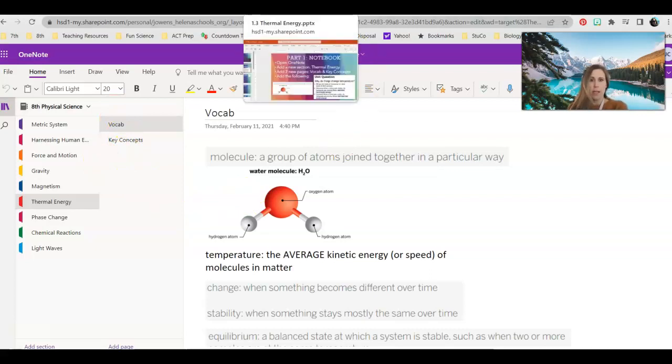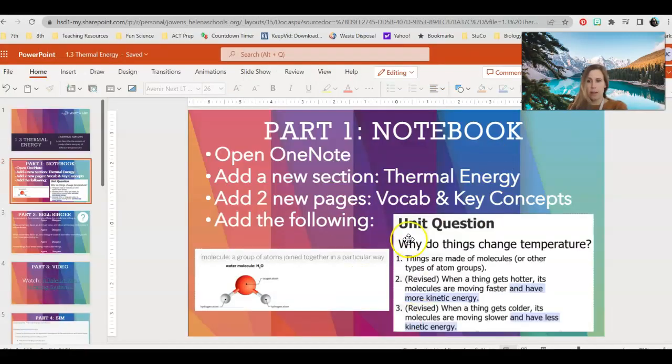Okay, and then to the key concepts page, you guys are going to add your unit questions. So our whole unit is going to be investigating temperature, what temperature is, and how things can change temperature, what that looks like between different objects and different molecules. And then 3 key concepts to add today. Objects are made up of molecules, so technically matter is made up of atoms or molecules, or other types of atom groups. Okay, so let's take a look and pause really quick to your guys's vocab.